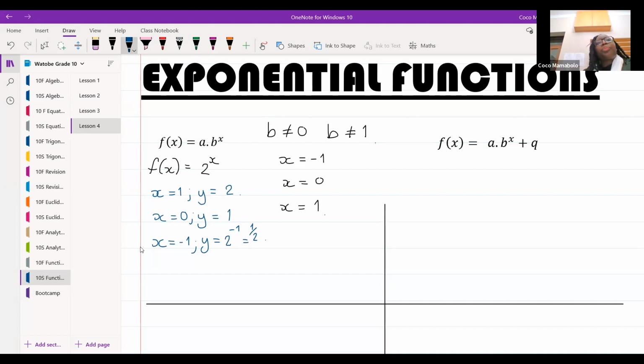Now, I want us to note that this value over here cannot be equal to 0. Which means that our y value cannot be equal to 0. So if b cannot be equal to 0, that means that y cannot be equal to 0. Does that make sense? Just give me a thumbs up if that makes sense. If not, say no, ma'am, explain again.